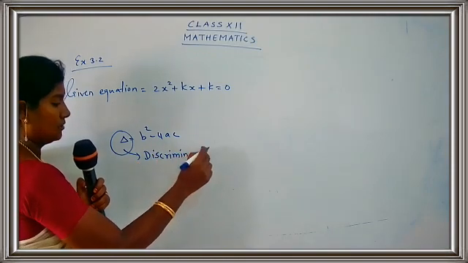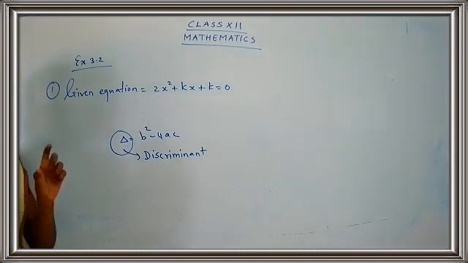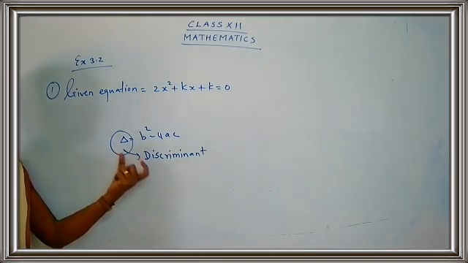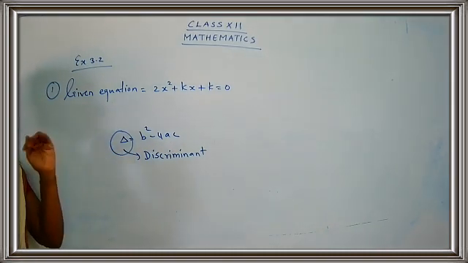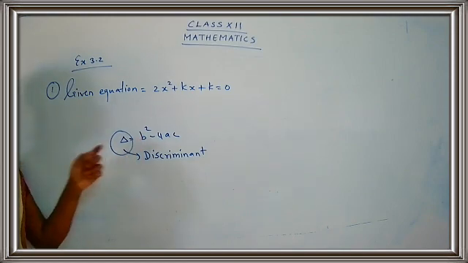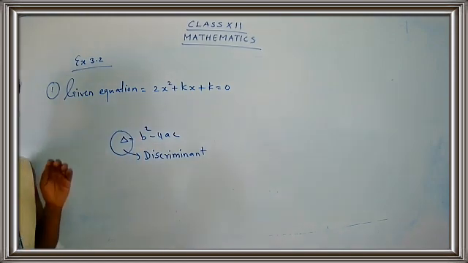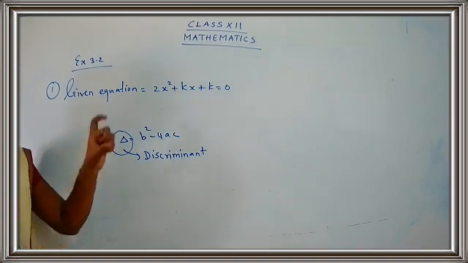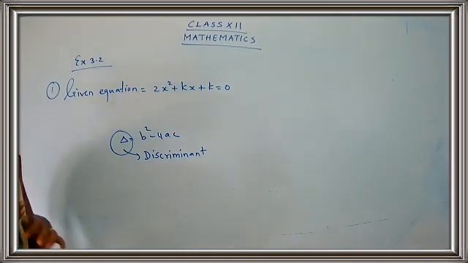Discriminant. We call it delta, and this is called the discriminant. And what is the formula for finding the discriminant? It's b square minus 4ac. And we have three different natures over here.